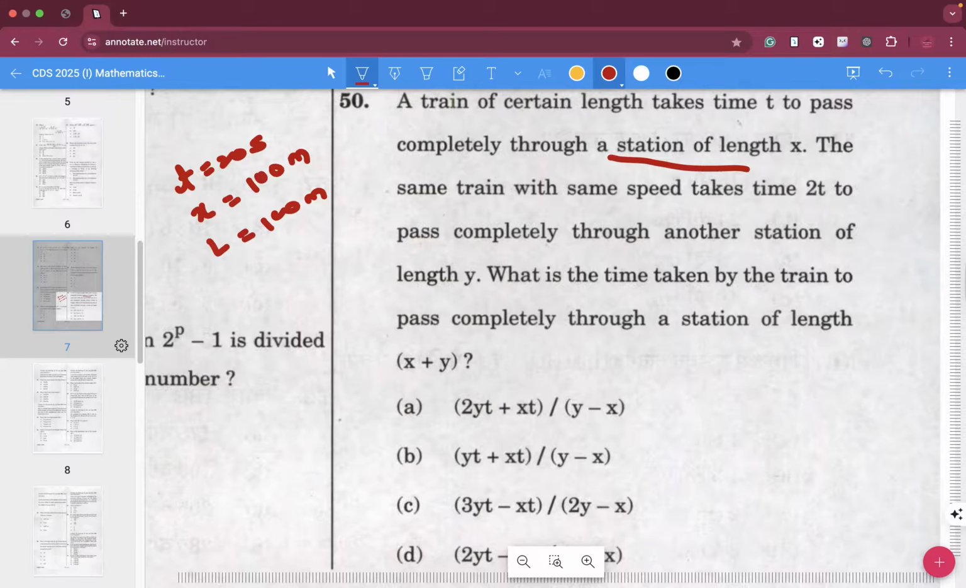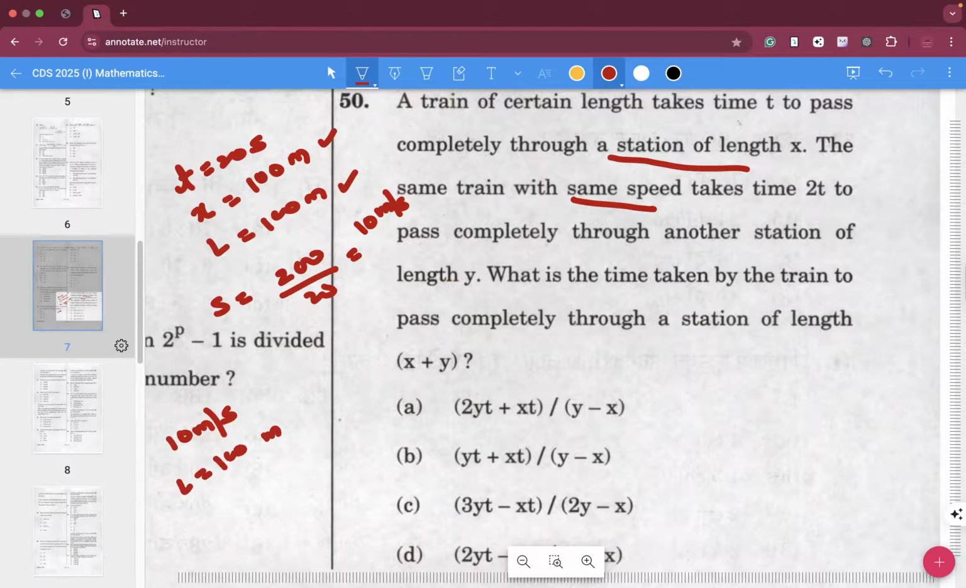So in that case, speed is equal to how much? Speed is equal to distance by time. Distance is how much? Both will be added: the length of the train plus the length of the platform, L plus x, divided by 20, which means 10 meters per second is your speed over here, folks. Now the same train with the same speed of 10 meters per second, same train means length is 100 meters, takes time t2. Takes time how much? 40 seconds.